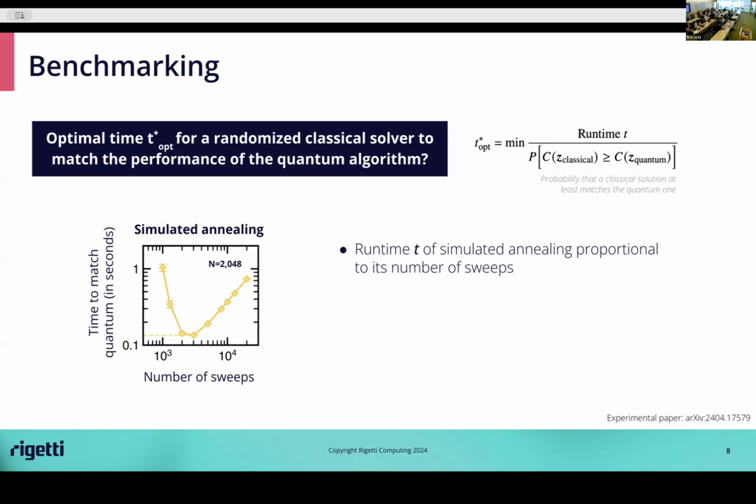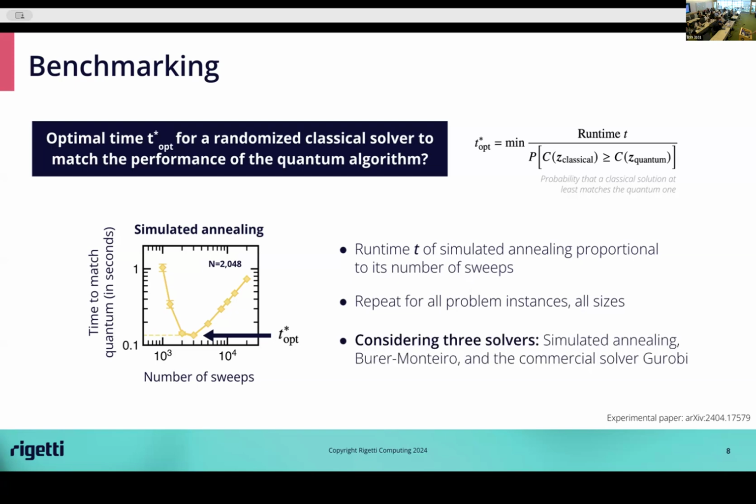On the other limit, if the runtime is extremely small, the probability of finding a solution matching that of the quantum solver is also going to be very small. And so that's why the runtime goes up. And so there is a sweet spot. For each of the problem instances, 1,000 for each size, we're going to find that sweet spot. And that's what we call the optimal time for the classical solver to match the performance of the quantum one. So here's our optimal time, exactly what I just said.